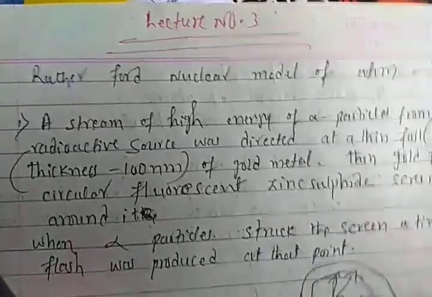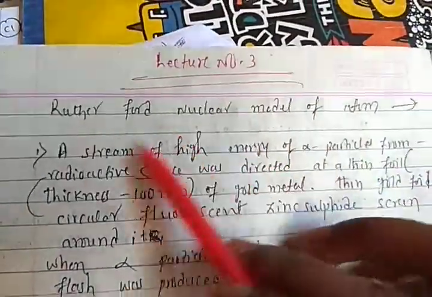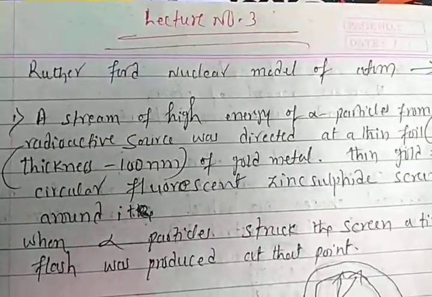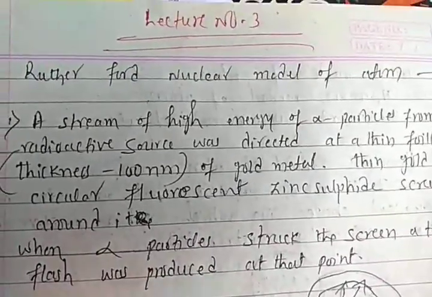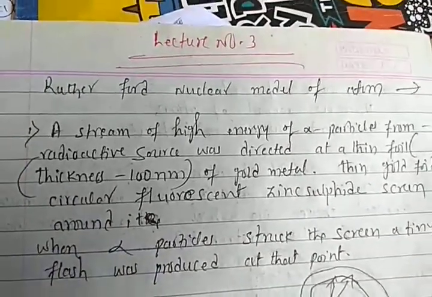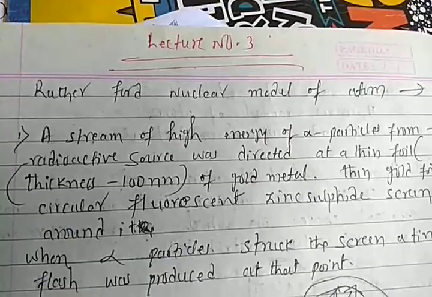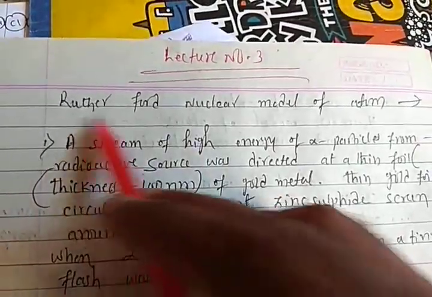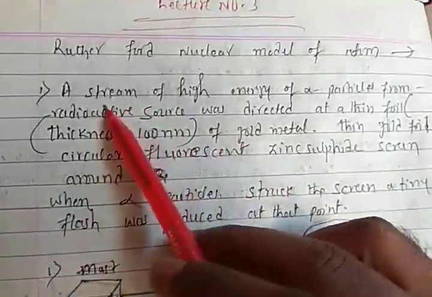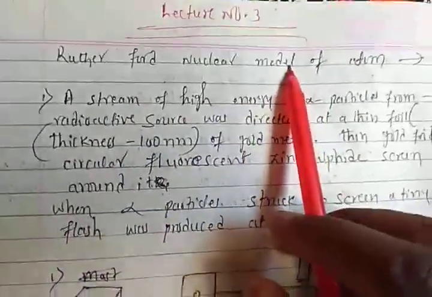Today we are going to discuss the Rutherford nuclear model of the atom. Last time we discussed the Thomson atomic model, and after that there is one more model, the second one, the Rutherford model of the atom. So Rutherford conducted a kind of experiment.